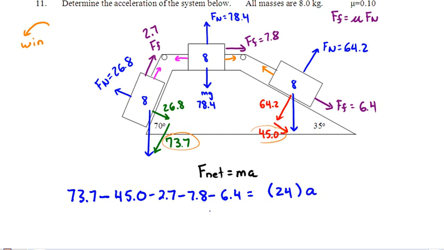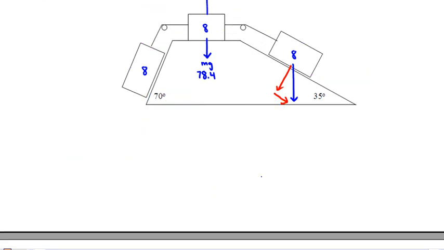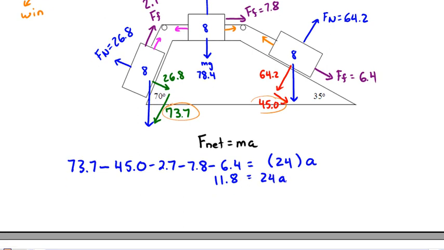And so when you're done, I think the net force is somewhere around 11.8 newtons. And that's trying to get all 24 kilograms accelerating. Okay, so we divide, and I think it's around 0.49, somewhere in there, meters per second squared. A bit crazy, but it worked out. You're allowed to do F net equals ma on a little bit of it or on all of it. I chose to do all of it.